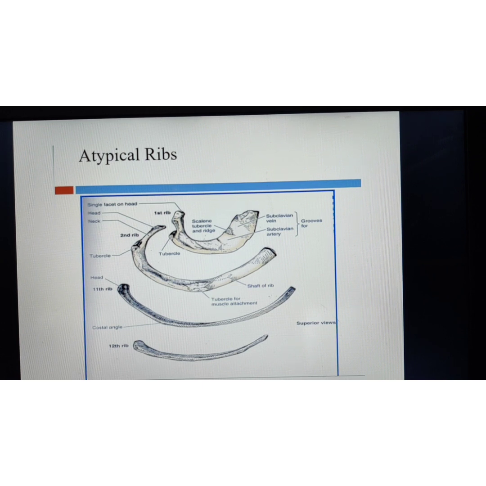They have large heads, as you can see in this diagram. This is the head of the 11th rib and this is the head of the 12th rib. These ribs do not have a neck and tubercles, and their anterior ends are pointed.